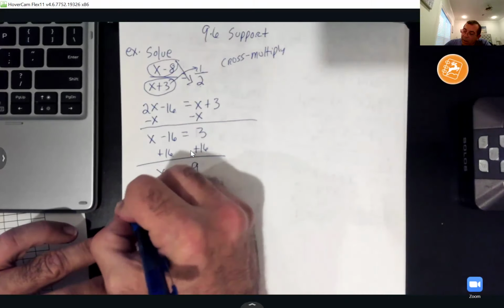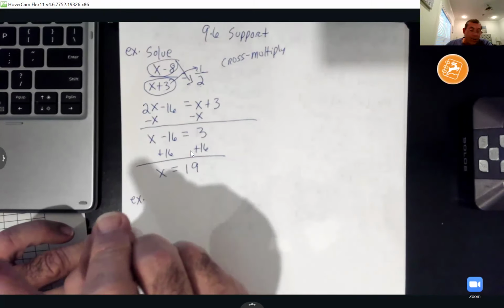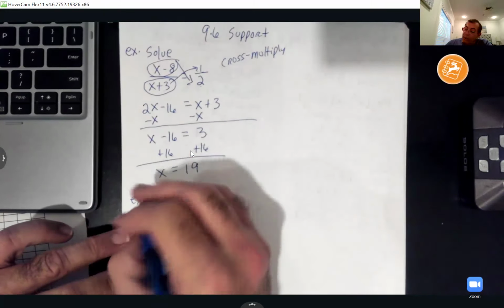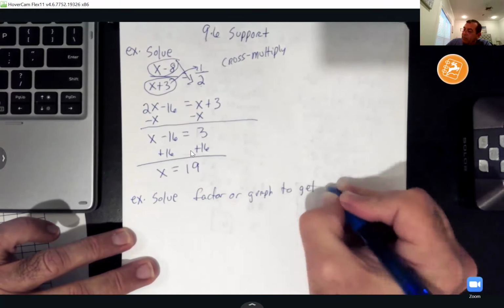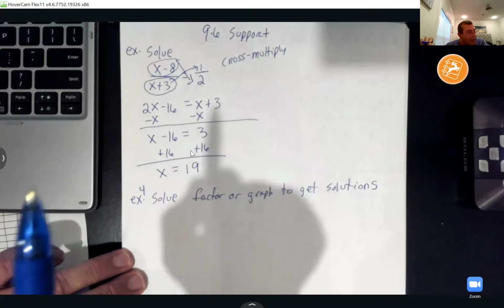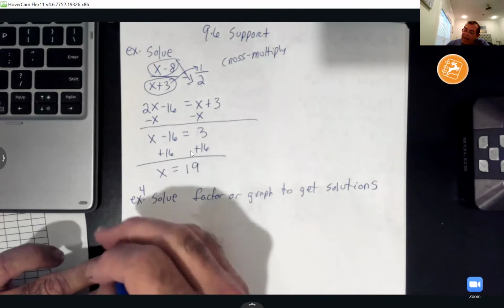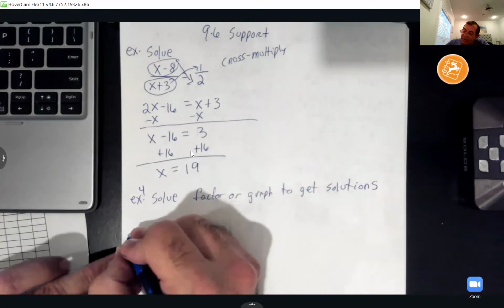Now, number 4, I won't do it, but they want you to solve on number 4. So number 4, you're going to either factor or graph to get the solutions. Okay. So that would be number 4. You're just going to graph it or factor it to get your two solutions because it's got a v squared in it, okay? And then number 5, it says solve by factoring.